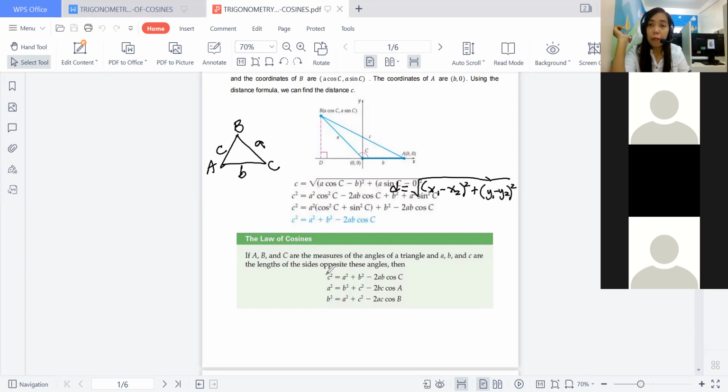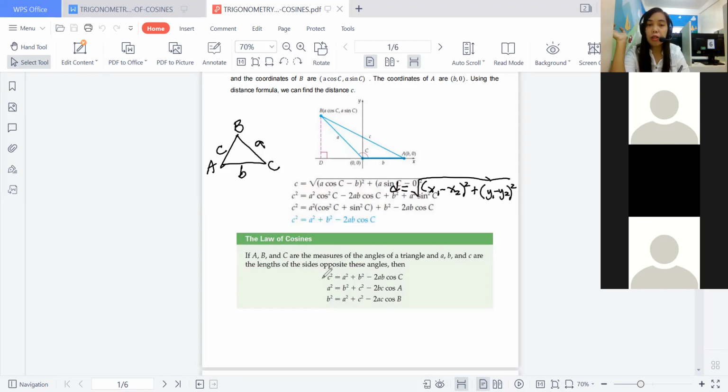Okay. Uppercase letter is for the angles. Lowercase letter is for the sides. Okay, don't mix them up. Then, we will have this one: c squared is equal to a squared plus b squared minus 2ab cosine C.